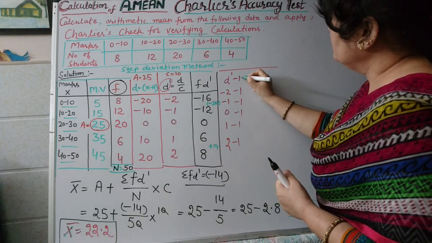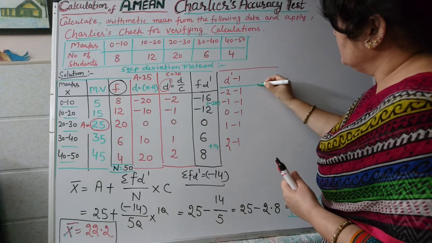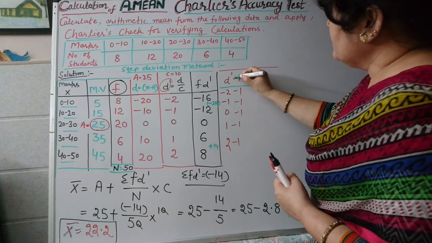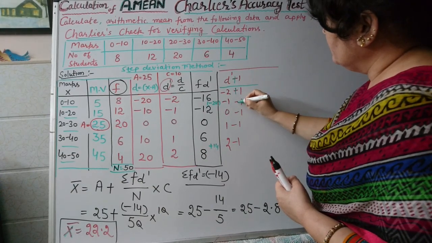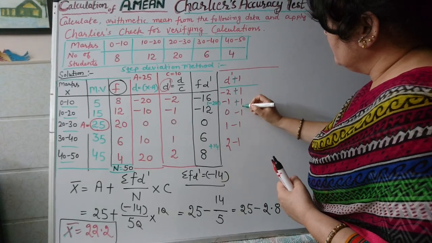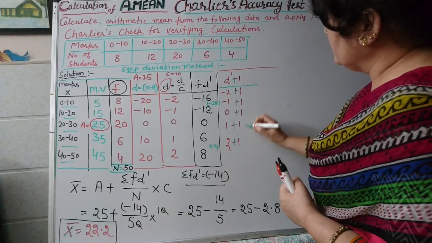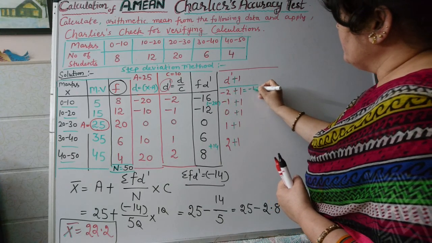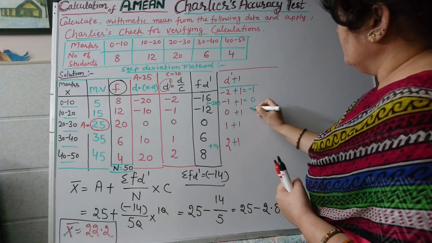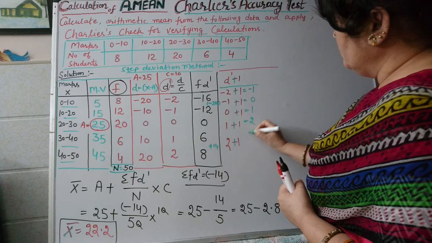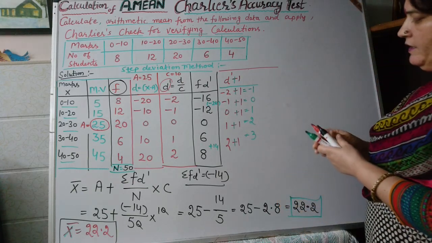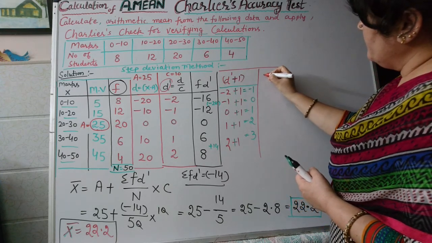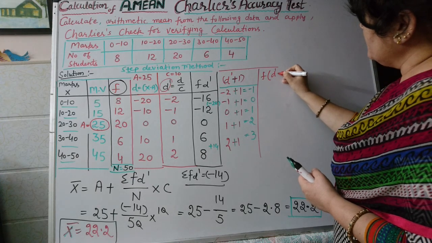this will be equivalent to d dash plus 1, it will be added to it. Minus 2 plus 1 it will be equivalent to minus 1, 0, 1, 2, 3. So d dash plus 1, and next here f d dash plus 1.